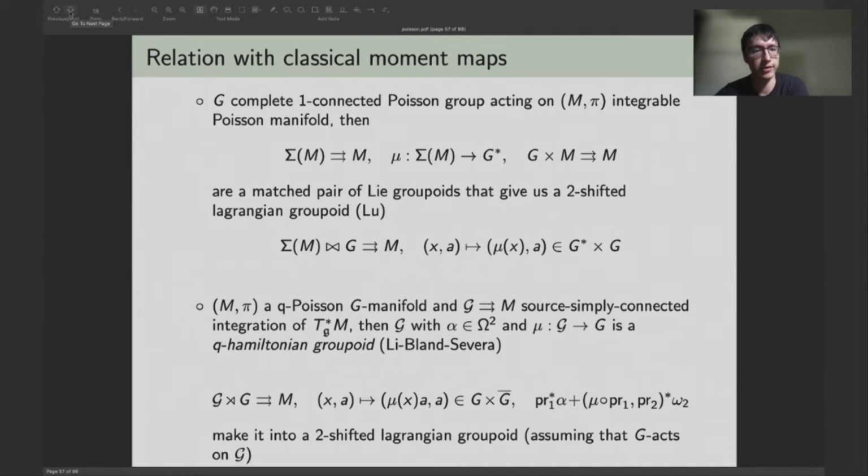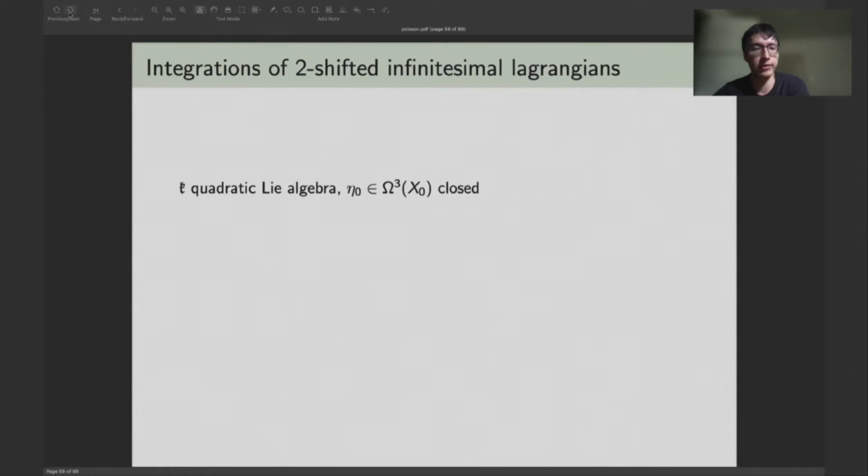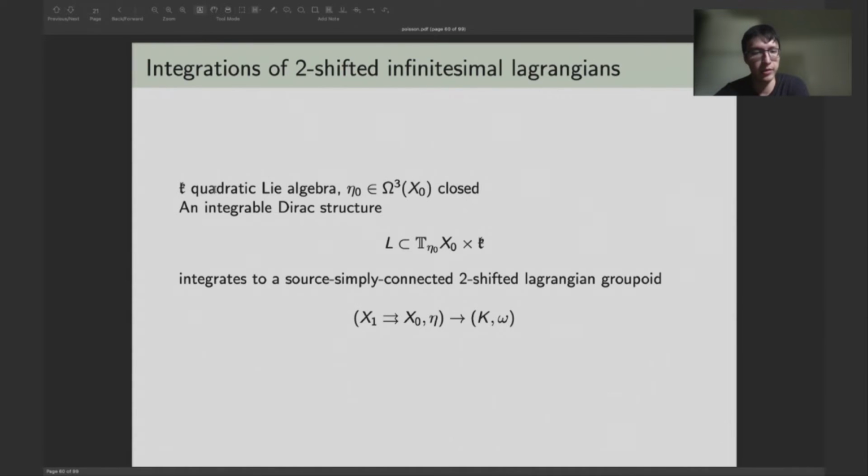But yeah, this is just a relation with classical moment maps. So other examples of basic Lagrangian groupoids can be produced by integrating exact structures, right? So it turns out that, as expected, we can take any Dirac structure inside this current algebra, which is the product of a quadratic Lie algebra and an exact current algebra. And we can integrate that to a two-shifted Lagrangian groupoid with target an integration of the Lie algebra. Okay. This is basically an application of Lie's theorem.